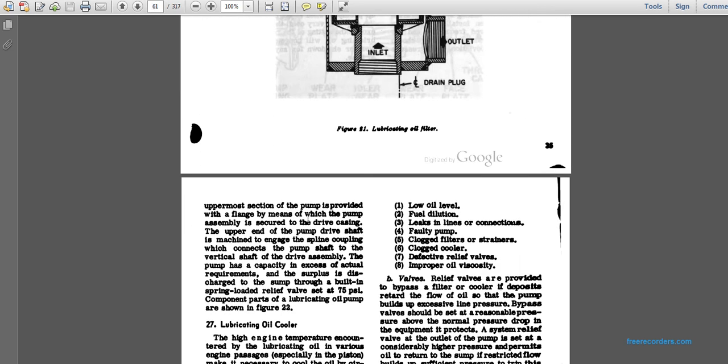The outermost section of the pump is provided with a flange, by means of which the pump assembly is secured. The pump is driven through the upper end of the pump driving shaft by an engine spline coupling that connects the pump and the shaft, a vertical drive assembly. With the pump capacity matching the actual requirements, the excess discharge is returned to the sump through a bolt-in spring loaded relief valve at 75 psi. Component parts of the lubricating oil pump are shown in figure 22.